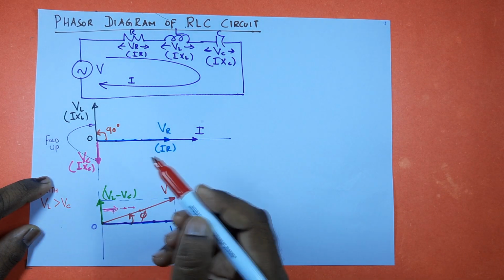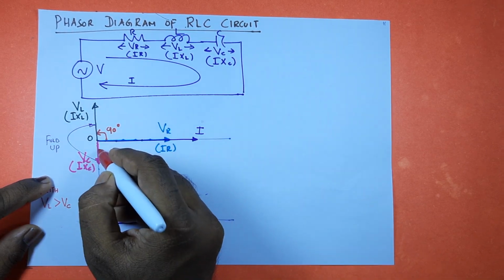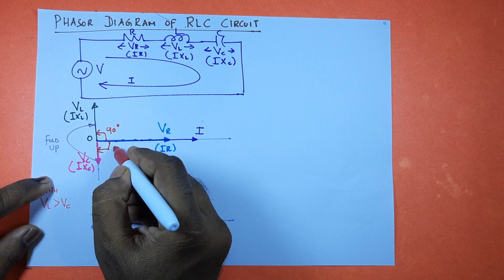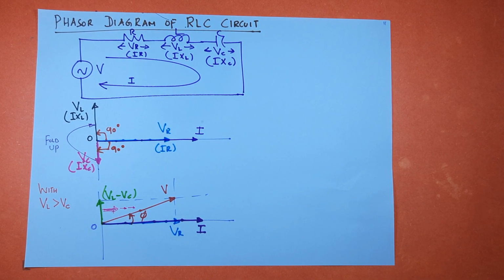And in the capacitor, the voltage lags the current by an angle of 90 degrees. So that's why we are putting this above the x-axis, and this below the x-axis. So VL is I into XL, VC is I into XC.